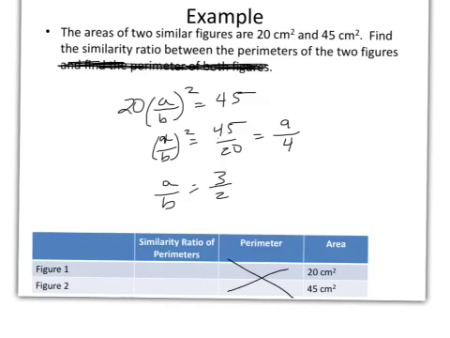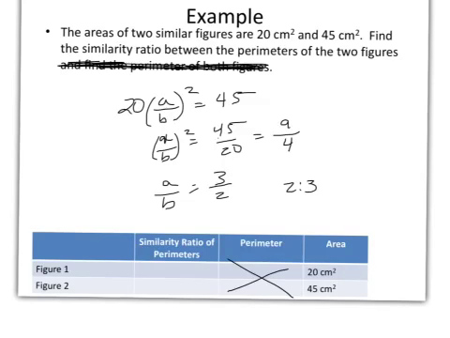So if we knew the perimeter of the smaller one, then we know that 3/2 times the perimeter of the smaller one equals the bigger one. Okay, so the ratio of the perimeters is going to be 2 to 3, smallest to biggest. Okay, but it also is a similarity ratio between the two figures.